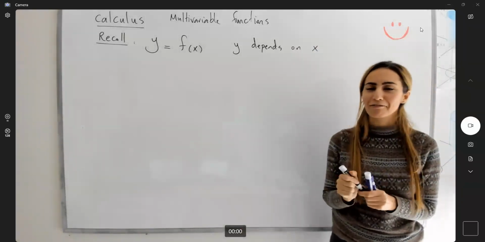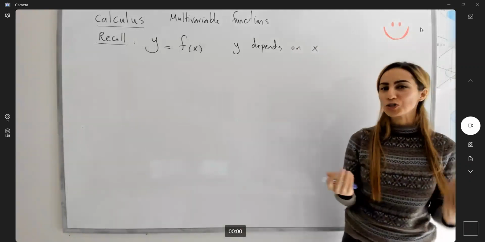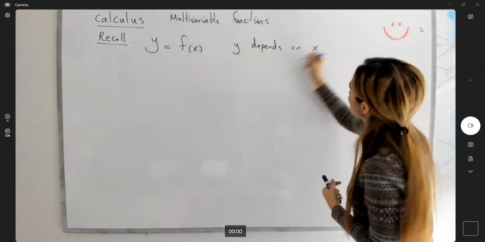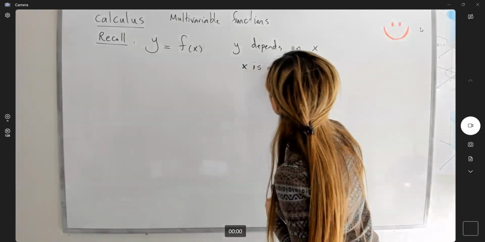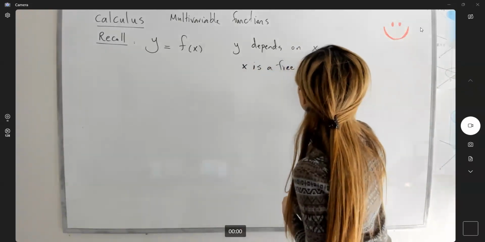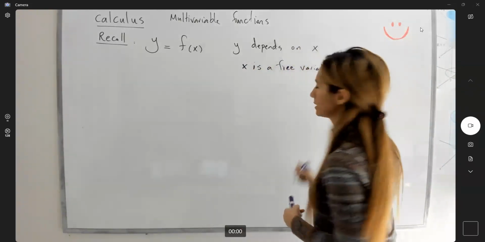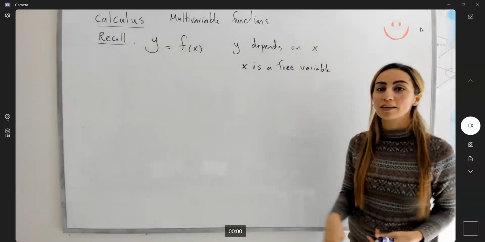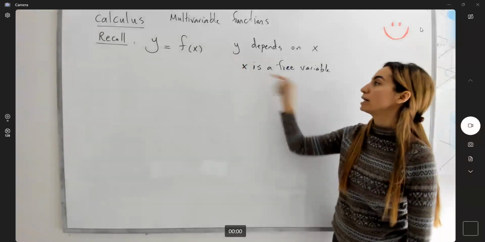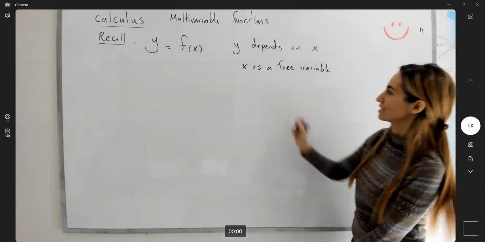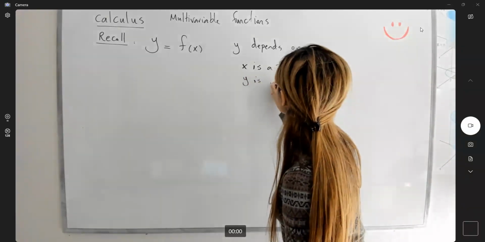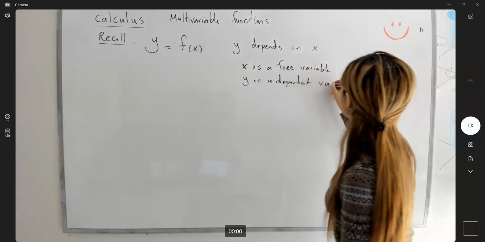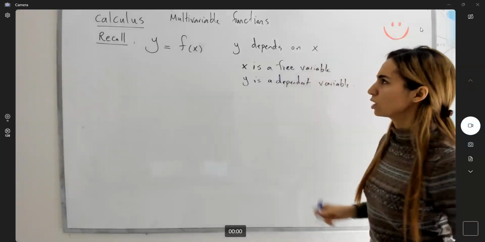It means that x is a free variable. You can choose any number in a specific domain. x is a free variable. Based on the definition of functions that you saw before, you can choose x freely, but the value of y depends on the choice of x. And y is the dependent variable. Okay.